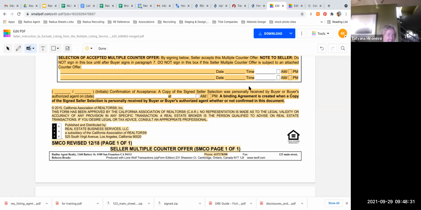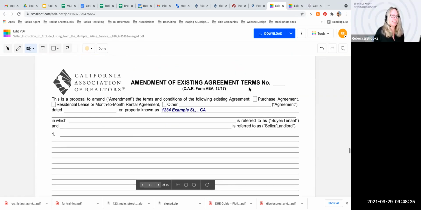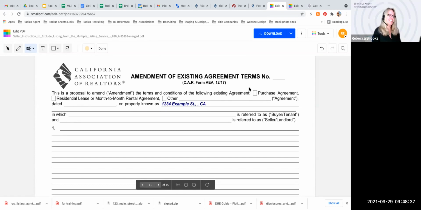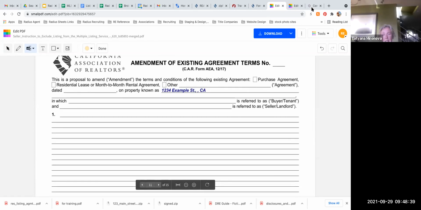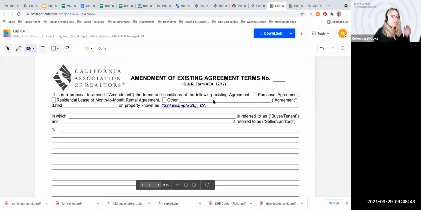It's an unfortunate situation, and I would say let's not be agents who do that to other agents. That's all. Right. Okay, we're going to move on. Amendment. So a lot of agents have questions regarding what's the difference between an amendment and an addendum.